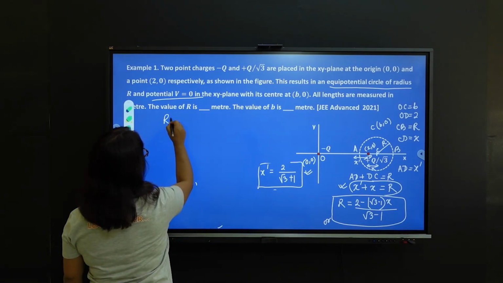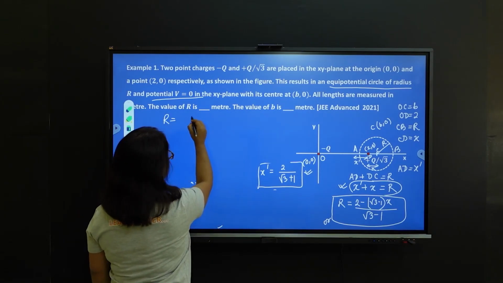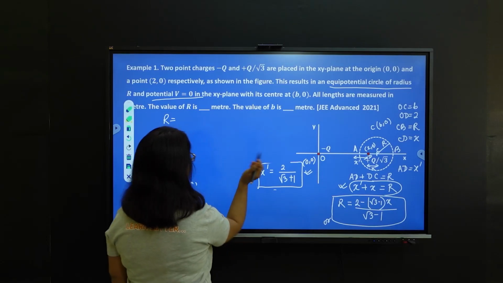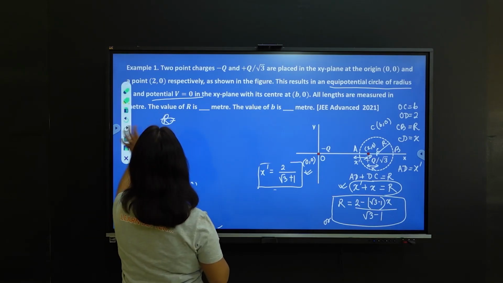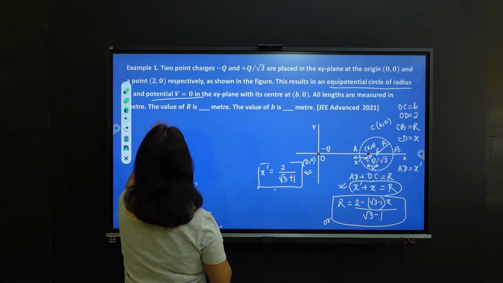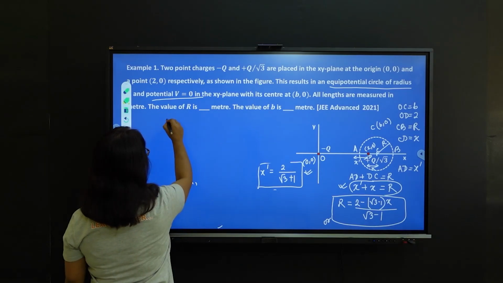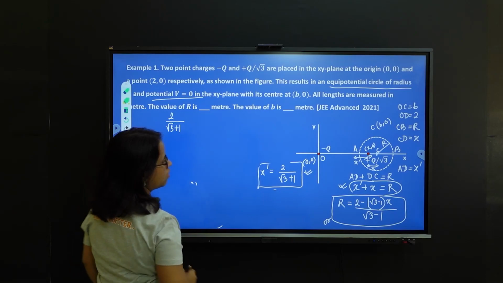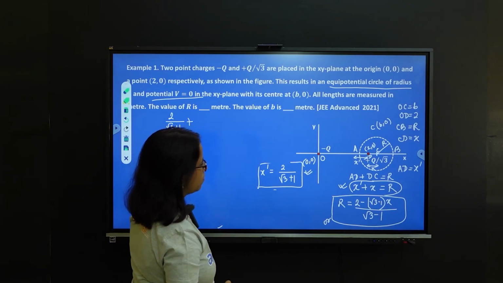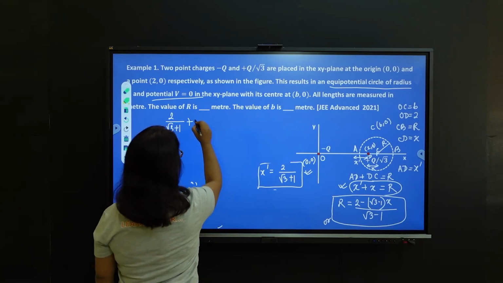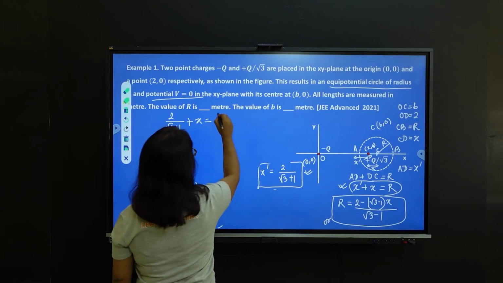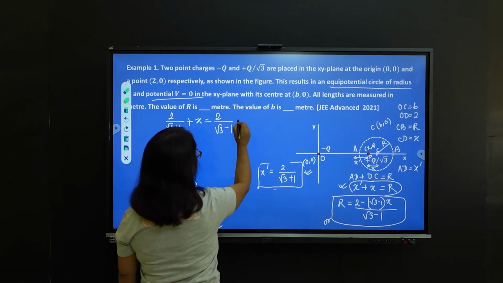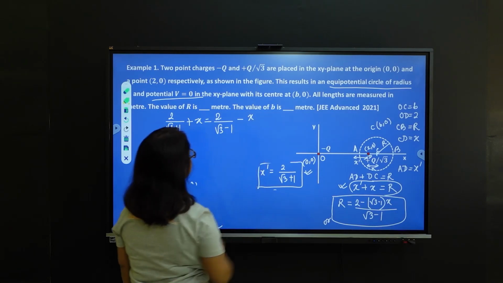So we have r equals, let's directly work with this. X dash was equal to 2 by root 3 plus 1 plus x, and r is equal to, let's separate the terms over here. We have r equals 2 by root 3 minus 1 minus of x.